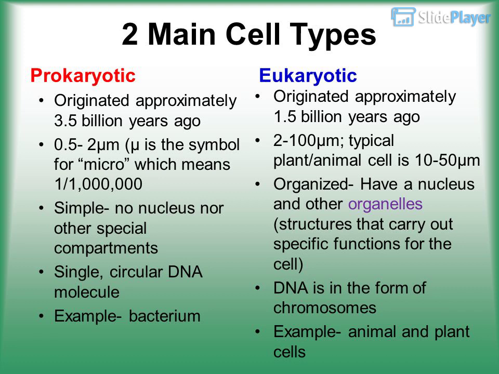DNA is in the form of chromosomes. Examples: animal and plant cells. Prokaryotic cells originated approximately 3.5 billion years ago. They are 0.5 to 2 micrometers. Mu is the symbol for micro, which means one-millionth.